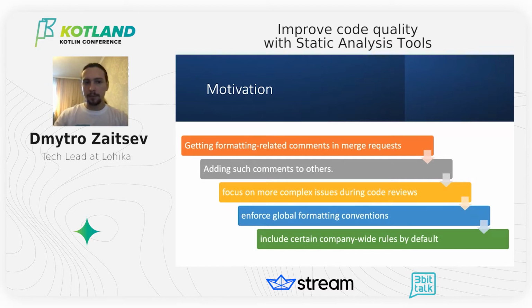You enforce global formatting conventions, and you include company-wide rules by default. Each team can have its own set of rules. So sometimes, to fix such formatting issues, you have to change branches to fix a single formatting error in your merge request, or it's demotivating. So developers think about ways to automate such things, to add some automated tools to your build chain or to the CI server, and focus on complex issues that are really worth it.